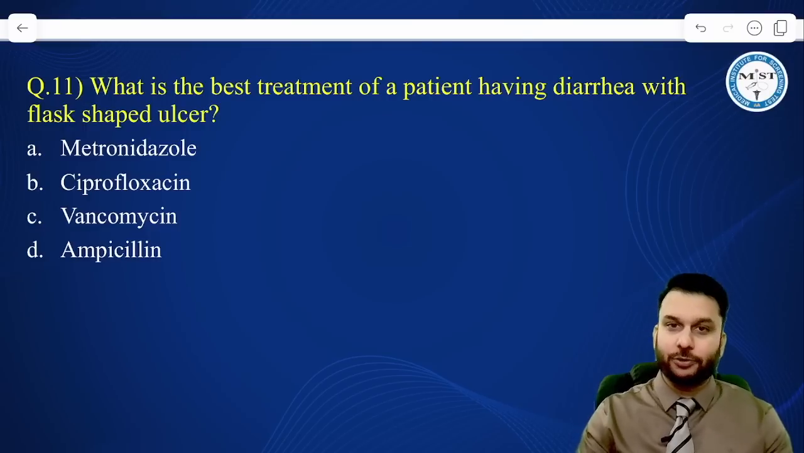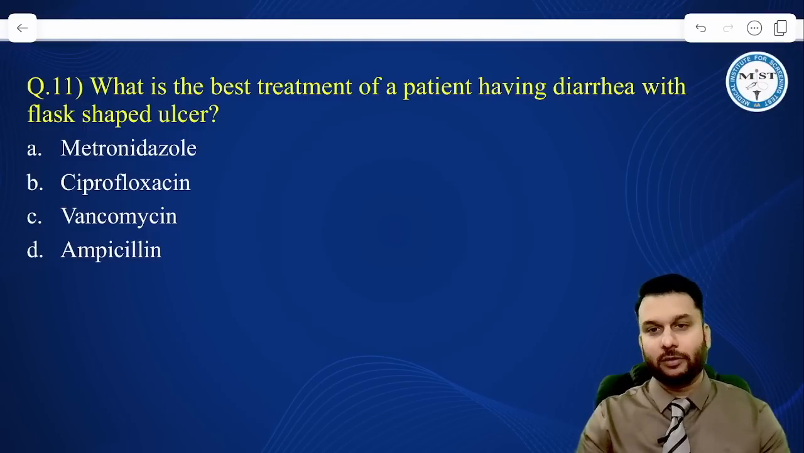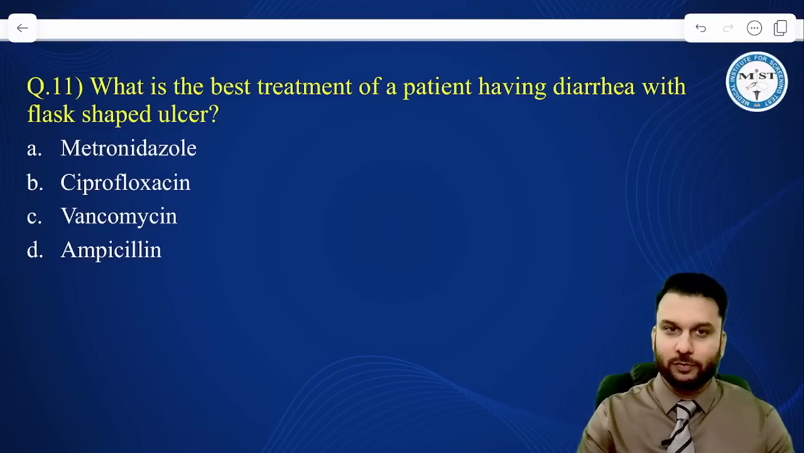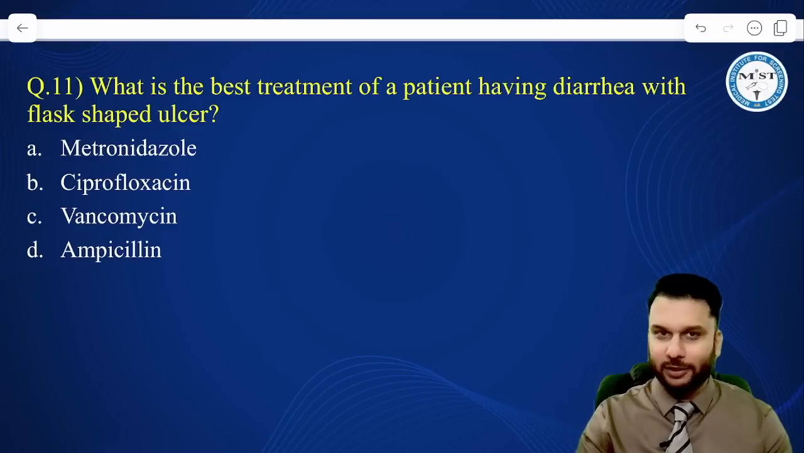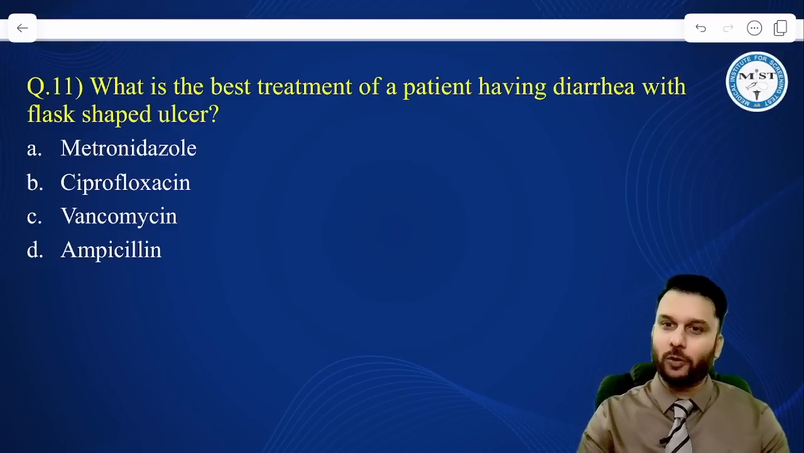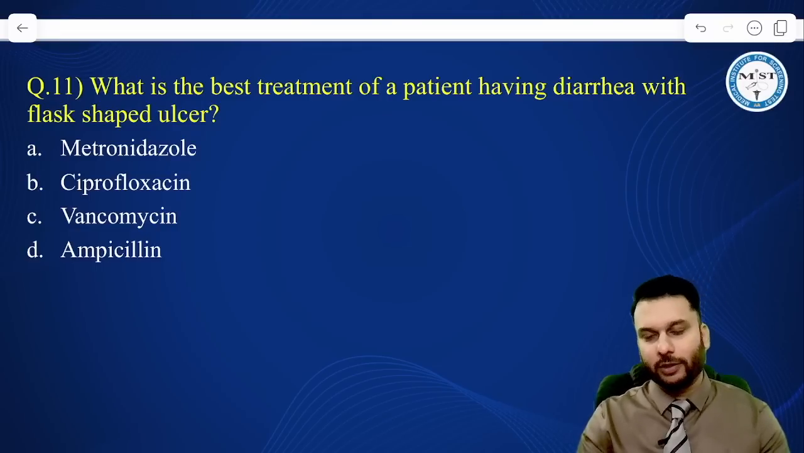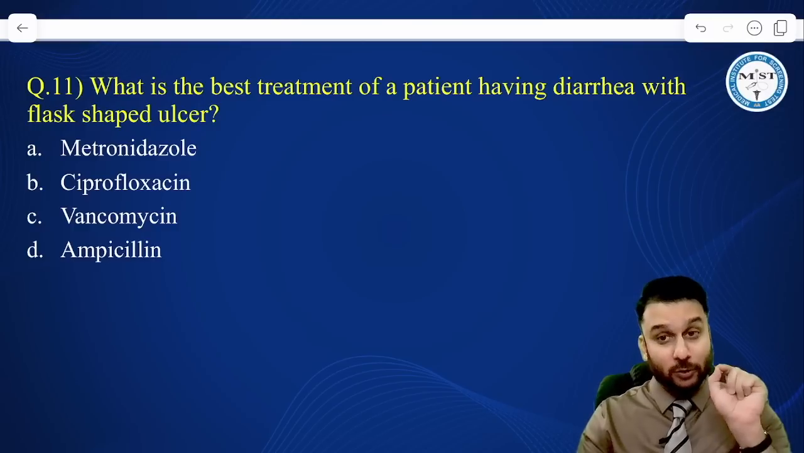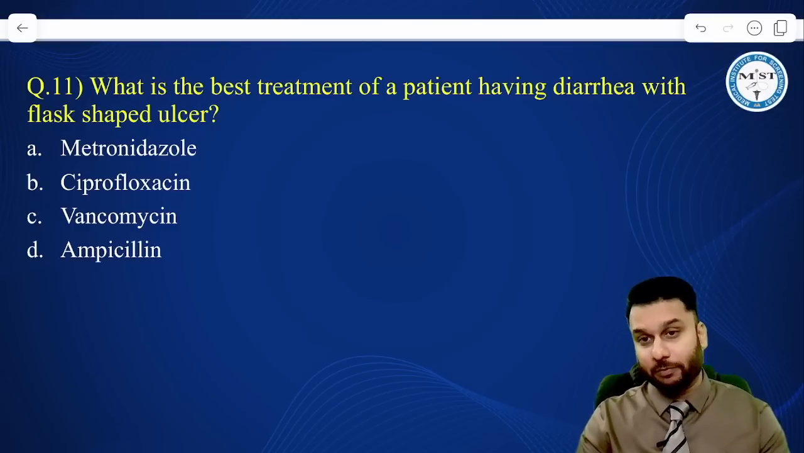Next, what is the best treatment of a patient having diarrhea with a flask-shaped ulcer? All right. So you might need to first identify what they are talking about. If they're talking about a flask-shaped ulcer, it's a very classical thing of the organism or parasite called Entamoeba histolytica, the one that causes dysentery, amoebic dysentery, bloody diarrhea.